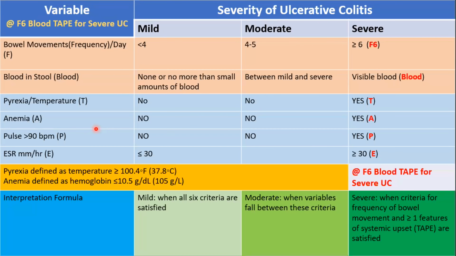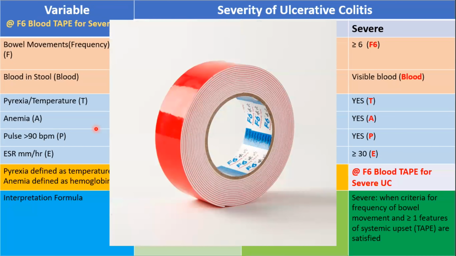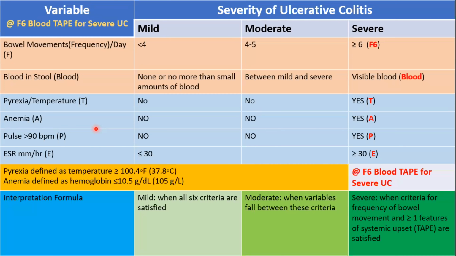The components of this criteria can be easily remembered using the mnemonic F6 blood tape for severe ulcerative colitis. If you don't know what F6 tape is, it is a type of adhesive tape. The six components of this criteria are: F is for frequency of the bowel movements, blood is for blood in the stool, T is for temperature, A is for anemia, P is for pulse, and E is for ESR.